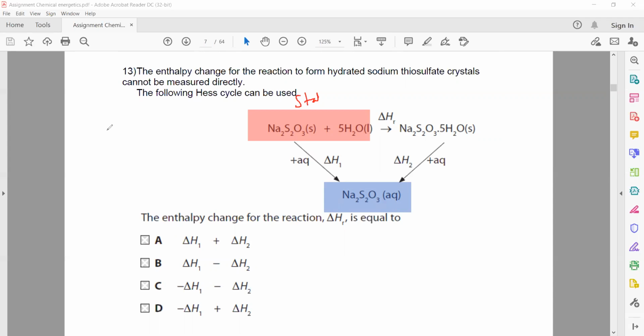So delta HR, the enthalpy of reaction, plus delta H2 is equal to delta H1. But we need delta HR, so H2 will go to the other side. So it will be delta H1 minus delta H2.